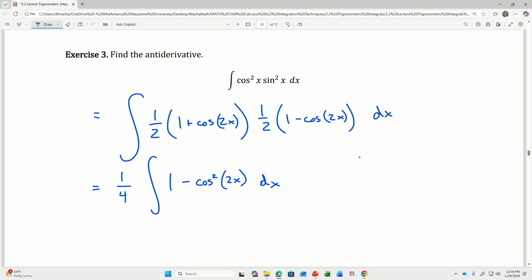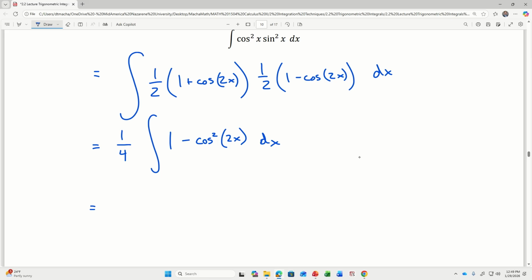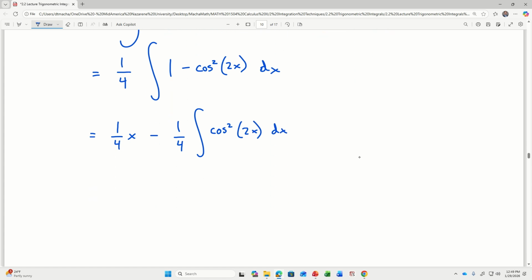Once again, I find myself in a place where I've got 1/4 x when I take the antiderivative of the 1, minus 1/4 antiderivative of cosine squared 2x. Well, if I've got an even power of cosine, I can use that power reduction identity again. And instead of getting 1 plus cosine of 2x, this is actually cosine of 2 times 2x. I'm doubling the angle that I had before, and so this is going to be cosine 4x.